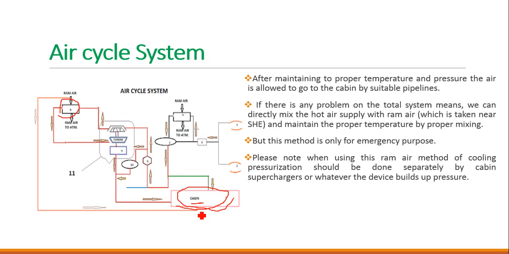In the turbine the air gets cooled down, and it has some water droplets, so it is passed to the water separator. The water separator separates or drains the water from the air. After that it is passed to the cabin. When it is hot air, it is just mixed with the ram air and passed to the cabin, or it is passed straight to the cabin.